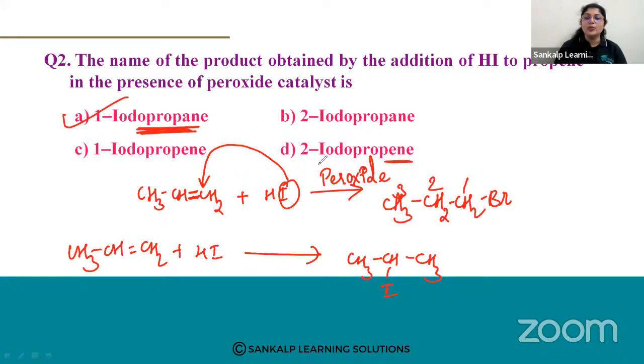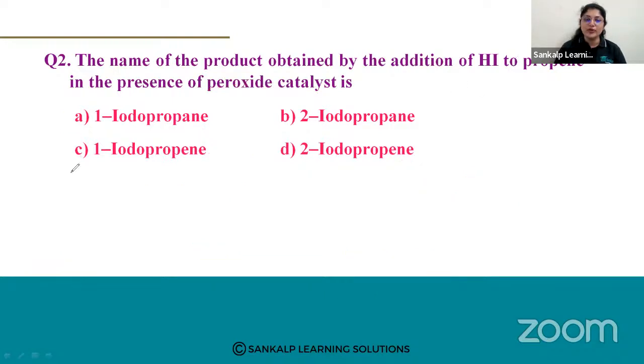If it were without the presence of peroxide, then the answer would be 2-iodopropane. So the correct answer is 1-iodopropane, that is option A, in the presence of peroxide. So what is the anti-Markovnikov rule?